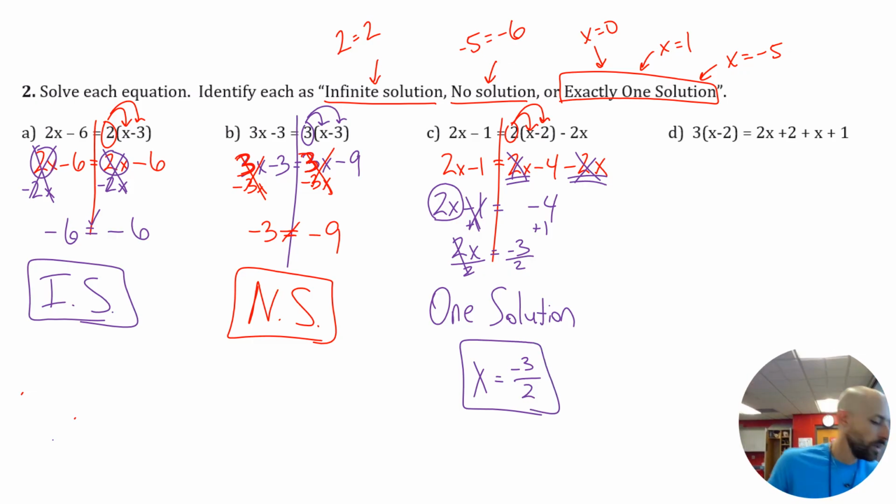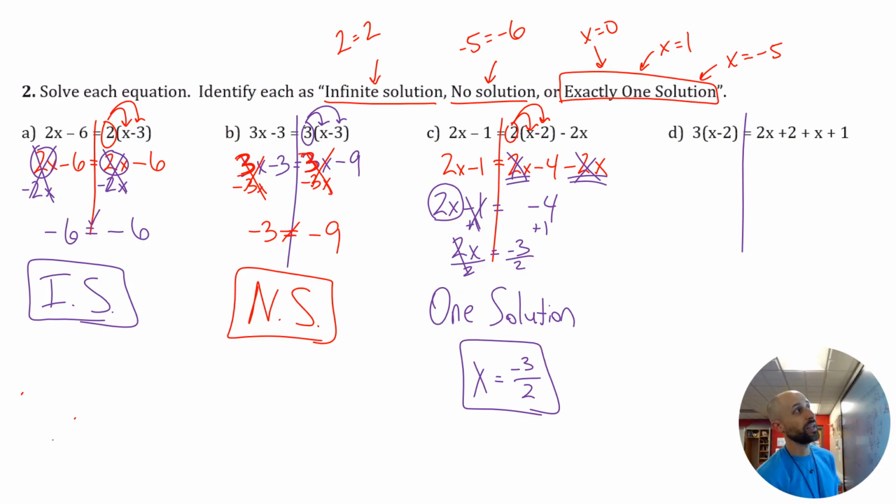All right, last one here. Again, lots to combine, a little bit to simplify. So let's go ahead and do that. 3 times x is 3x. 3 times -2 is -6. On the right-hand side, I see there's a 2x and a 1x. Put those together for a 3x. And a +2 and a +1. So that's 3.